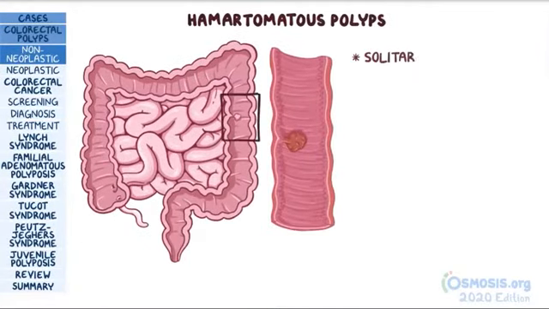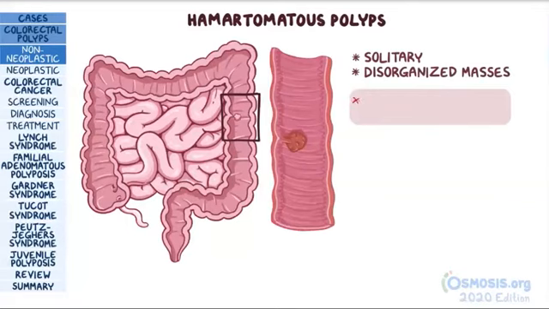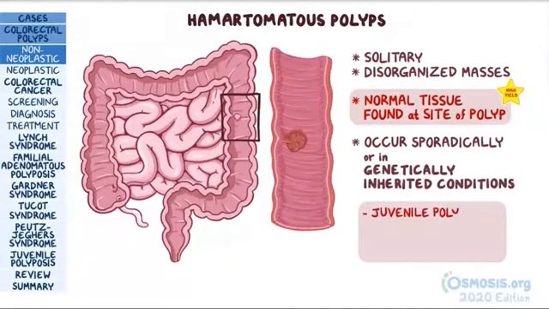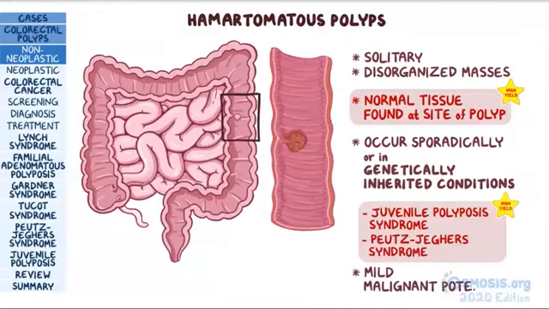Hamartomatous polyps are solitary, disorganized masses that contain normal tissue found at the site of the polyp. These polyps can occur sporadically, or in genetically inherited conditions, like in juvenile polyposis syndrome or Peutz-Jeghers syndrome, and they have mild malignant potential.